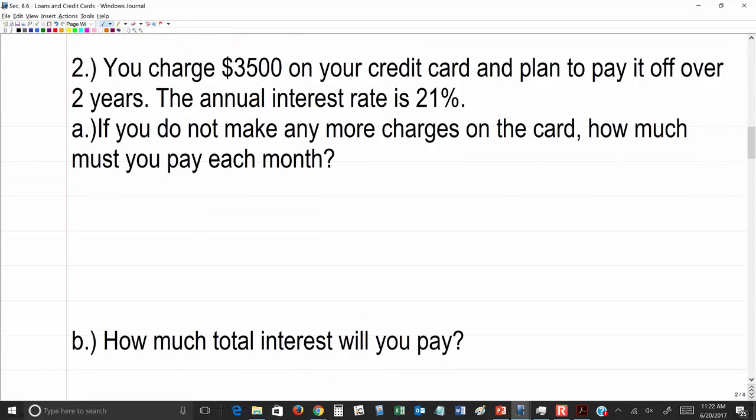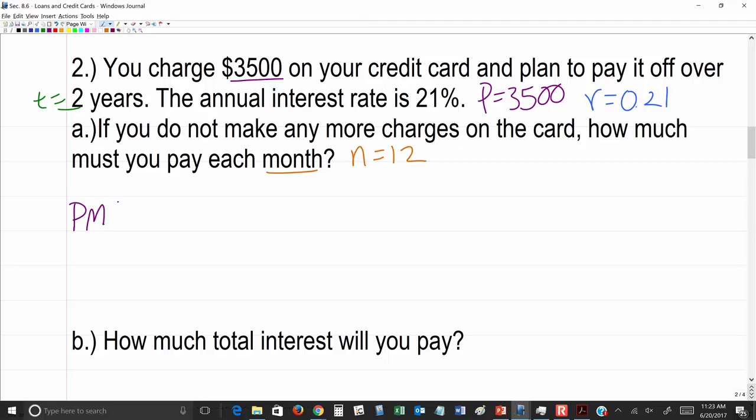All right, so if you charge $3,500 and you want to pay it off over 2 years with the annual interest rate of 21%, if you don't make any more charges, how much do you have to pay every month? We're just going to use that formula. P is 3,500, T will be 2, R is 0.21, and it's monthly, so N is 12.